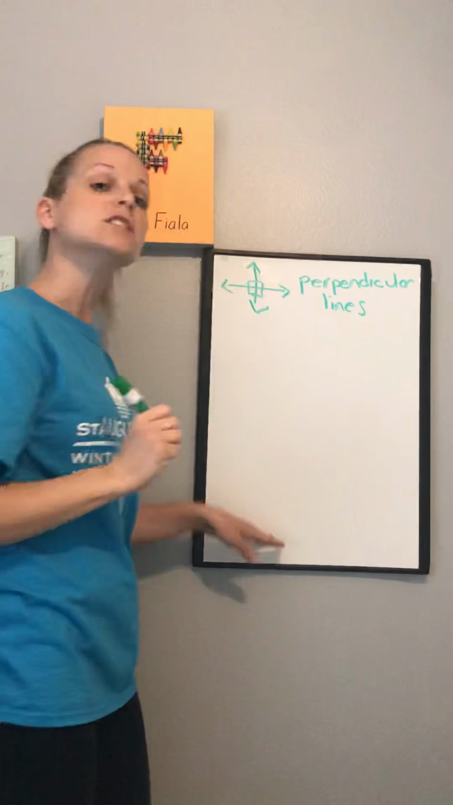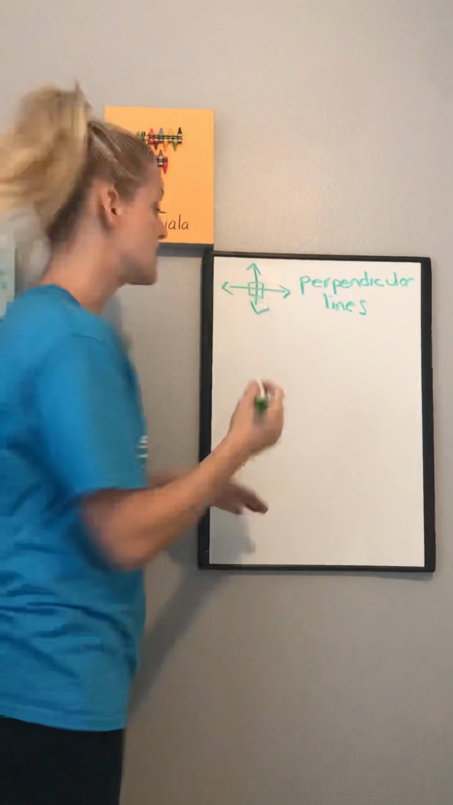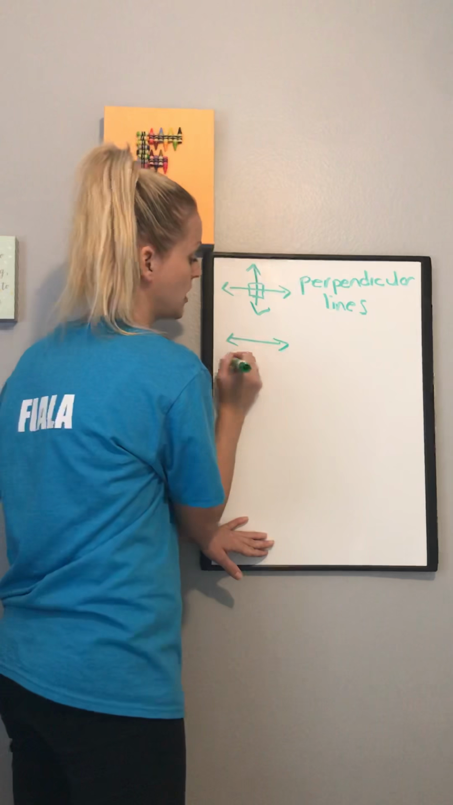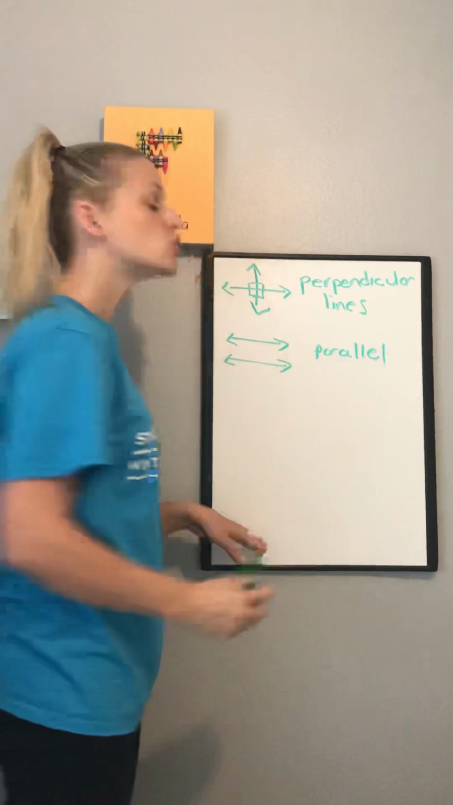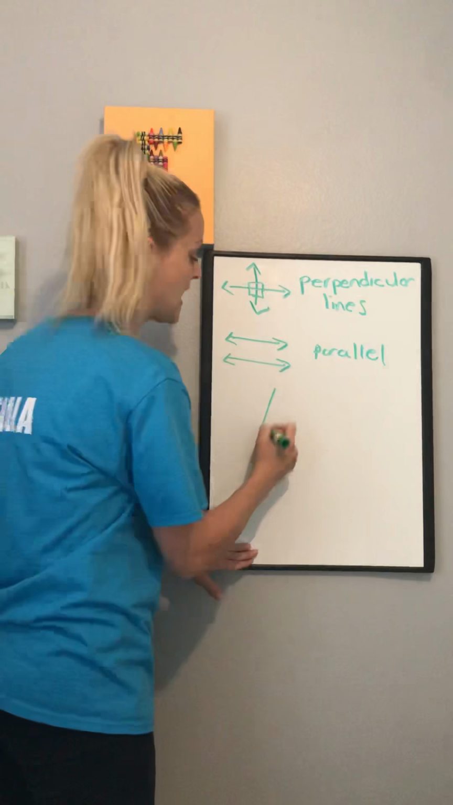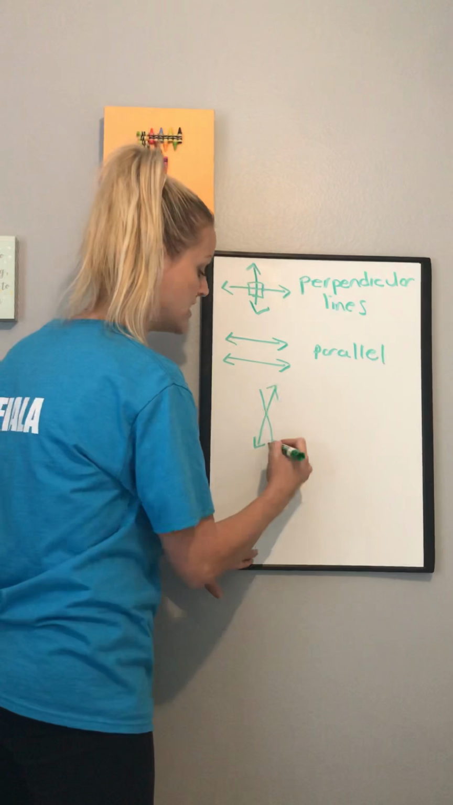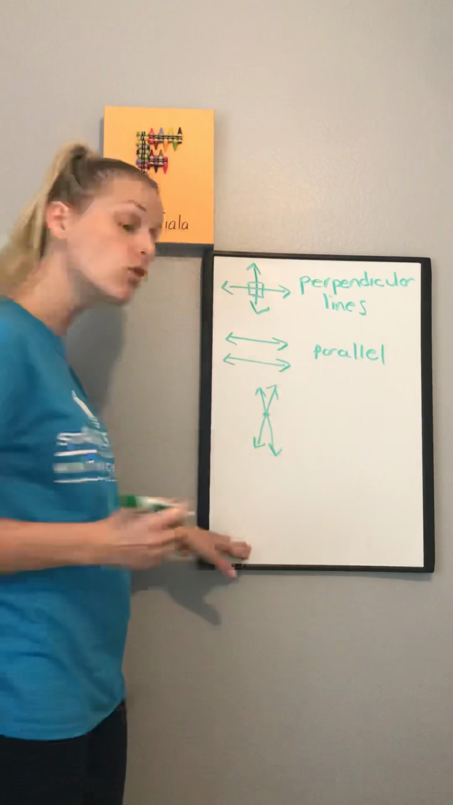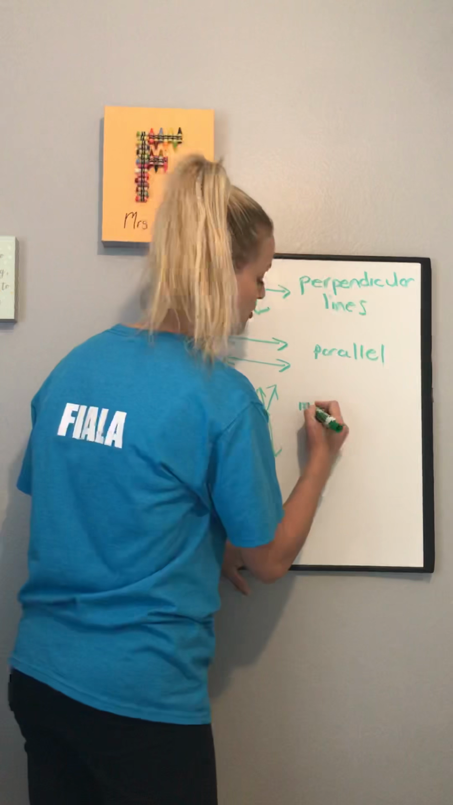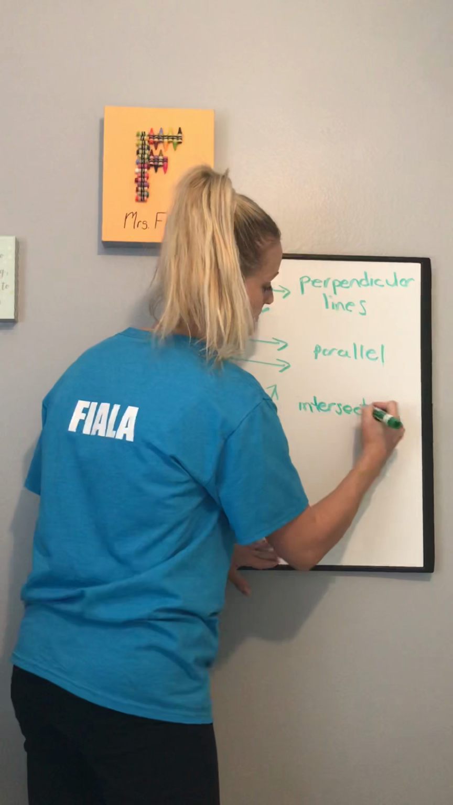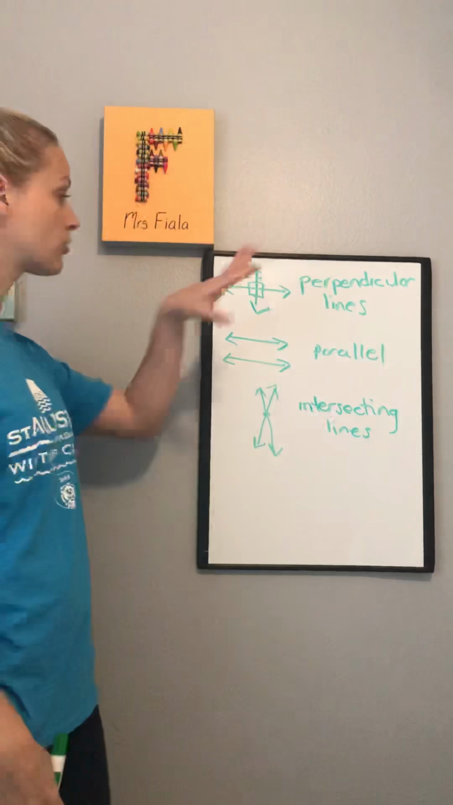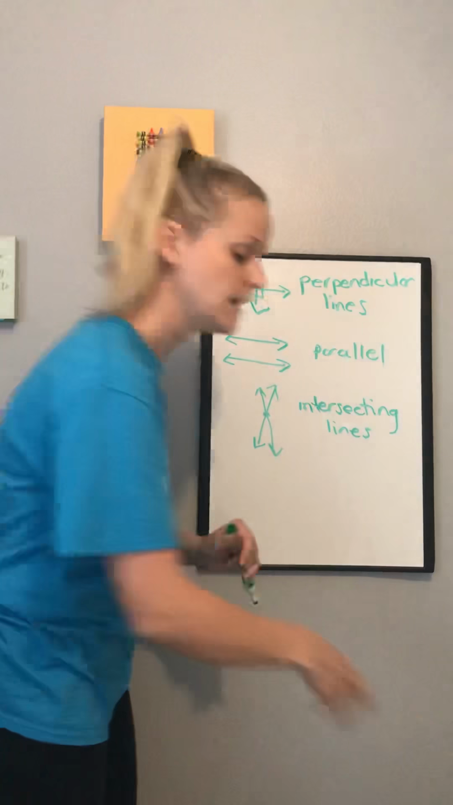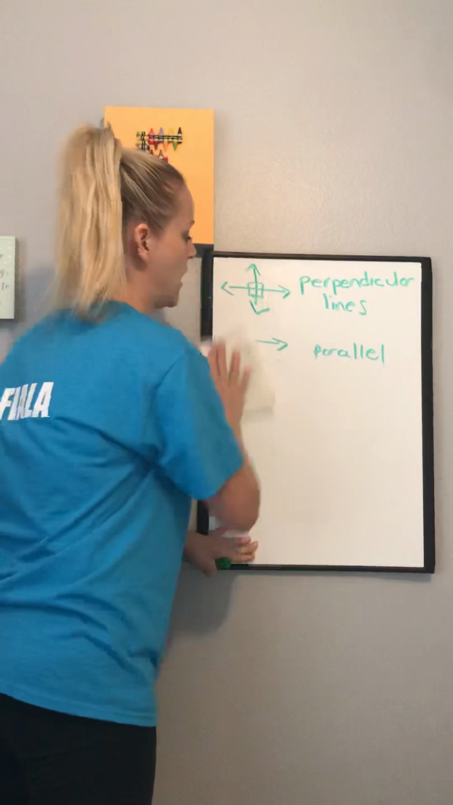Lines that never touch, that never intersect, if you get a question like that, those are parallel lines. Two lines that intersect but do not form right angles are called intersecting lines. Those are your three types of lines. We also talked about some other types of lines.